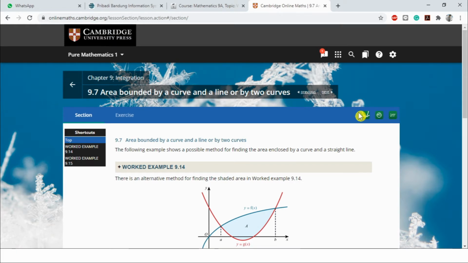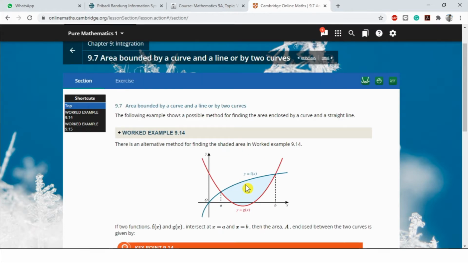Okay, guys, right now I'm going to explain the area bound by a curve and a line, or by two curves. So this one is about finding the area bound by a curve and a line combining, or by curve and curve, or two curves. Before, you already know how to find or calculate the area under the curve, and now we try to find the further, which is when the area is bound by two curves or combining curves with a line.